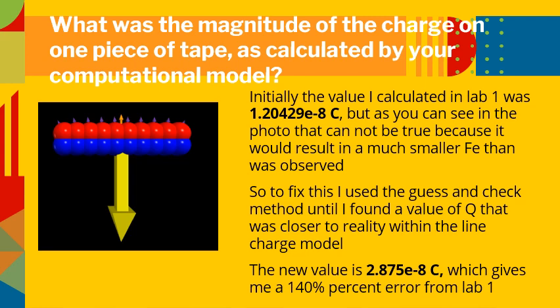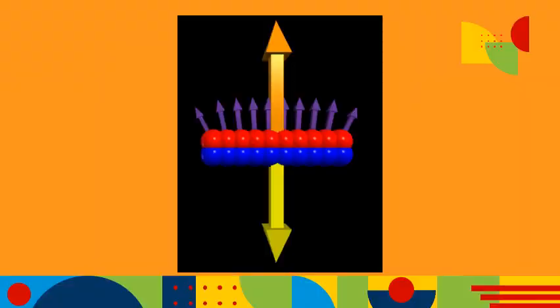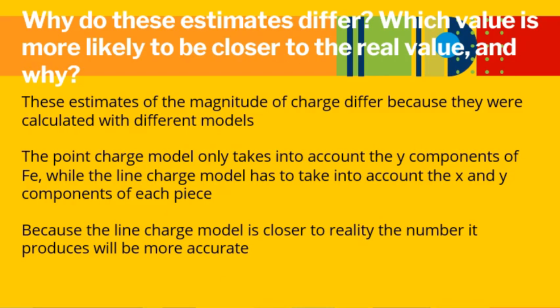So to fix this, I used the guess and check method until I found a value of Q that was closer to reality within the line charge model. The new value is 2.9 times 10 to the negative 8th coulombs, which gives me a 140% error from Lab 1. And here you can once again see the magnitude of the force of gravity and the force of the electric field are about equal. So why do these estimates differ? Which value is more likely to be closer to the real value, and why?